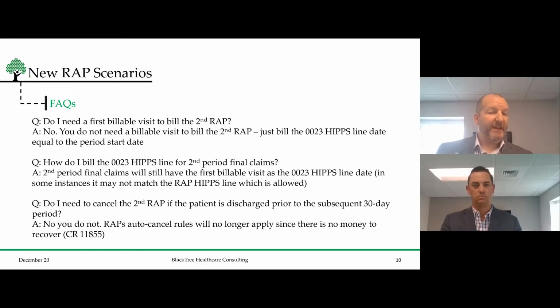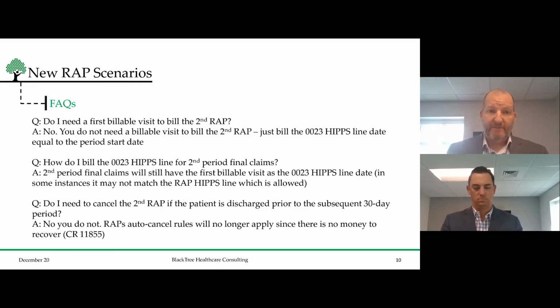So the next question beyond that is, all right, well, I know for final claims, how is that going to work? Because my first billable visit on my final claim has to match that 0023 HIPS line. So for the 0023 HIPS line for second period final claims, it is still going to match that first billable visit. So you're going to have your first billable visit on that actual final claim be the same date as the 0023 HIPS line. In most cases, your wrap HIPS line is probably not going to be the same date as your final claim HIPS line. And that is allowed in this new wrap billing.